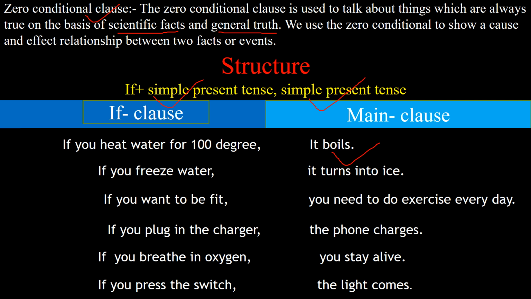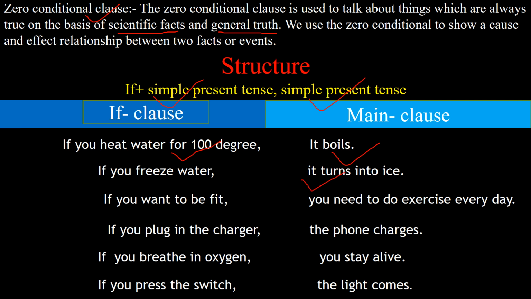So, if you heat water to 100 degrees, this sentence is based on scientific facts. Or you can say this is the cause also. And the effect is it boils. Similarly, if you freeze water, this is the cause, and the effect is it turns into ice.